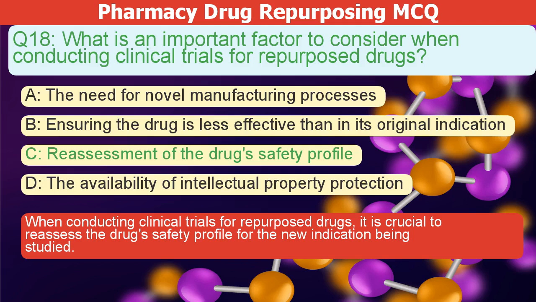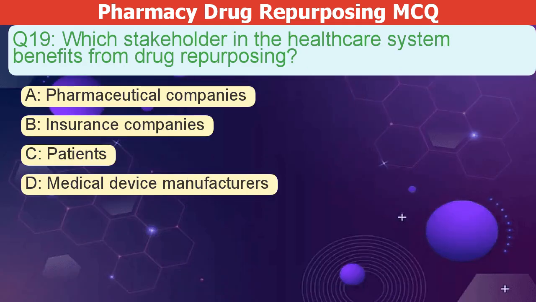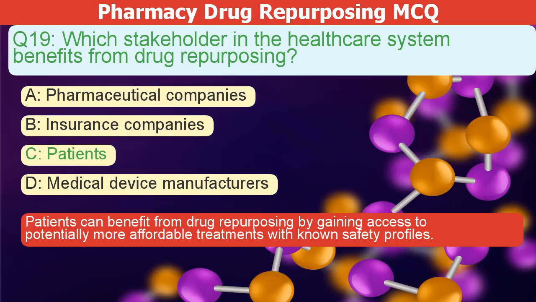being studied. Which stakeholder in the healthcare system benefits from drug repurposing? A. Pharmaceutical companies. B. Insurance companies. C. Patients. D. Medical device manufacturers. The correct answer is C. Patients can benefit from drug repurposing by gaining access to potentially more affordable treatments with known safety profiles.